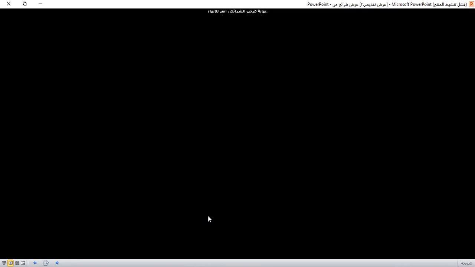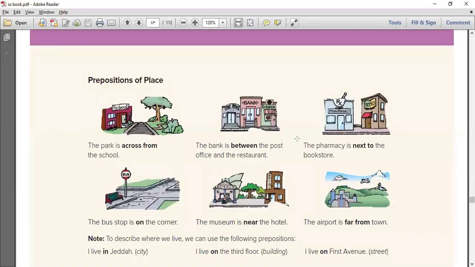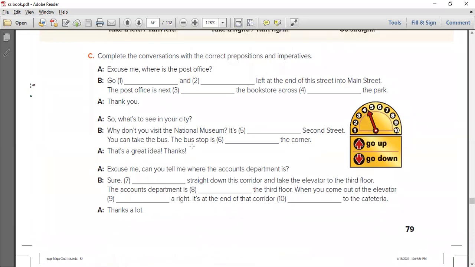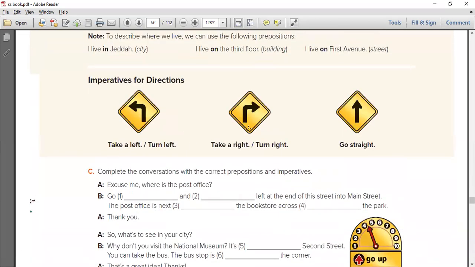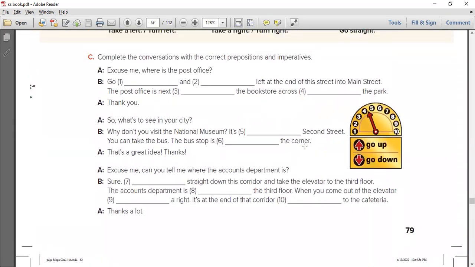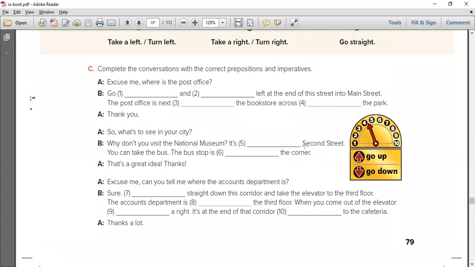In your book, we have one exercise left. Exercise C. You're going just to complete the conversation with the correct preposition and imperatives. Imperatives are those directions. Imperatives for direction. Take a right, take a left. Okay, I will give you 2 minutes and then we're going to start.